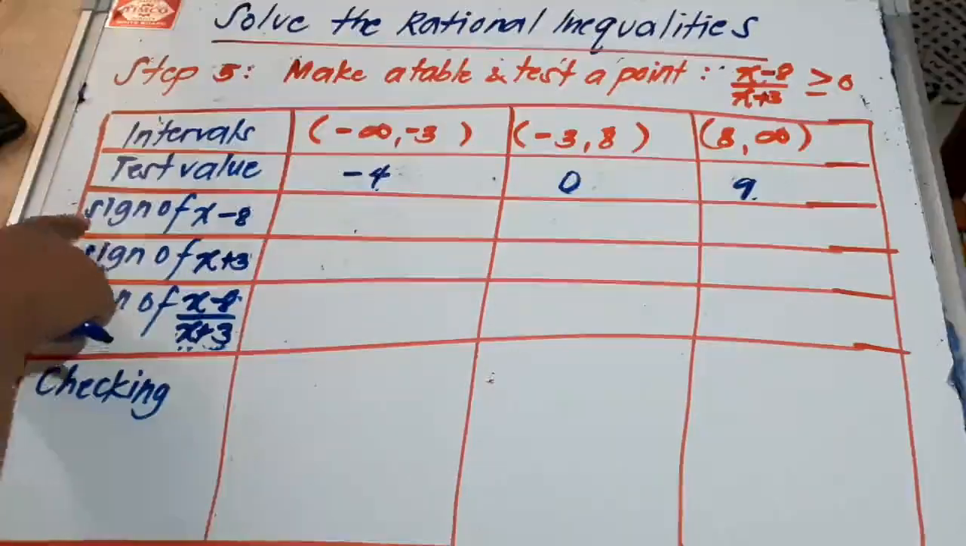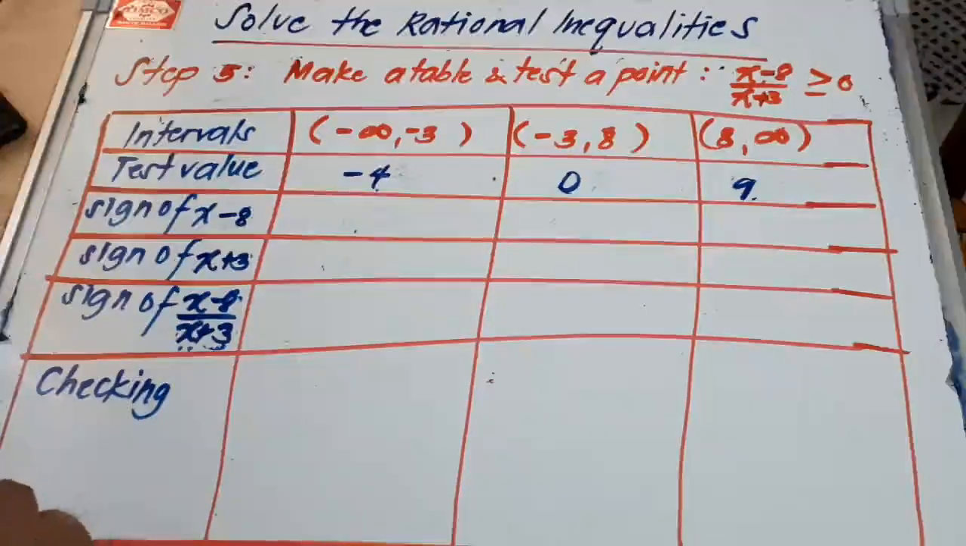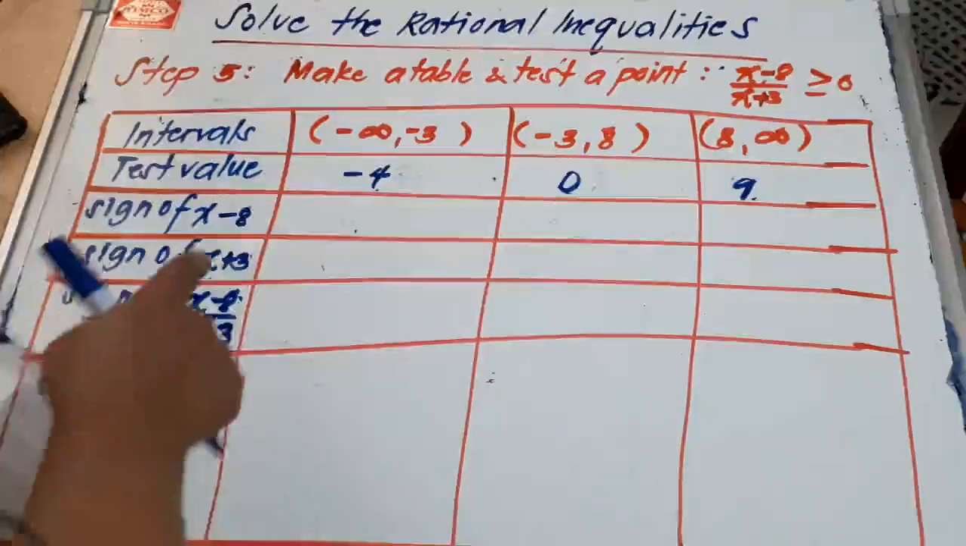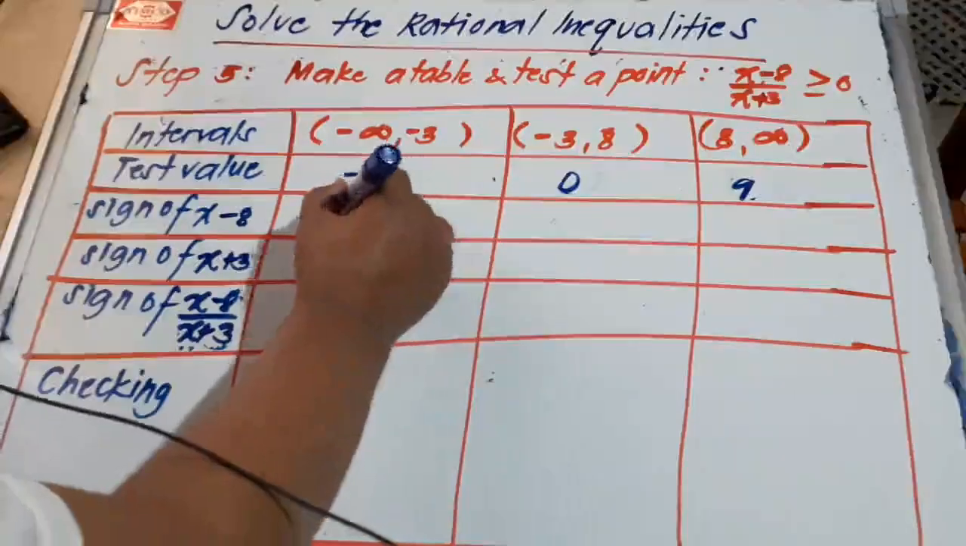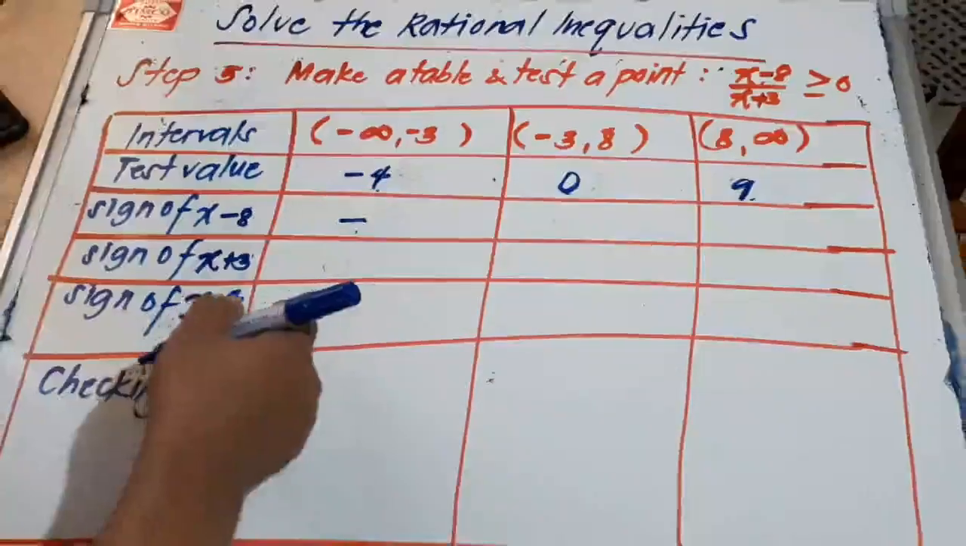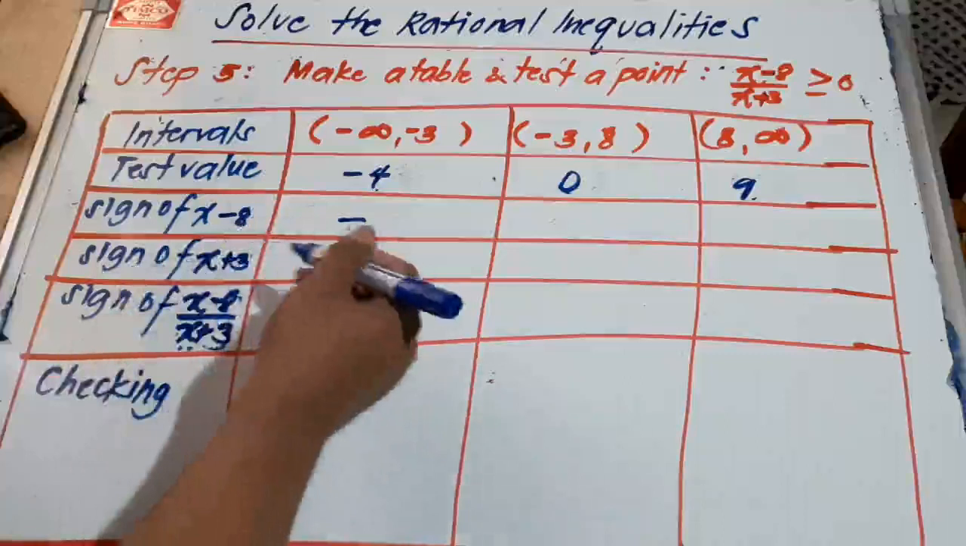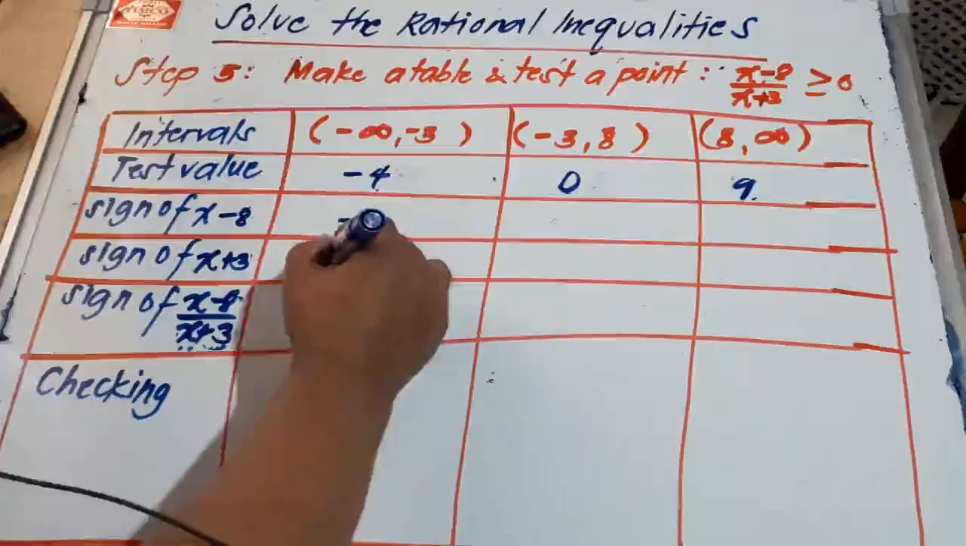Okay. Let us determine the sign of x minus 8. Anong sign niya? That will be negative 4 minus 8, that is negative 12. So, the sign is negative. Sign of x plus 3, negative 4 plus 3, that is negative 1. So, the sign of x plus 3 is also negative.